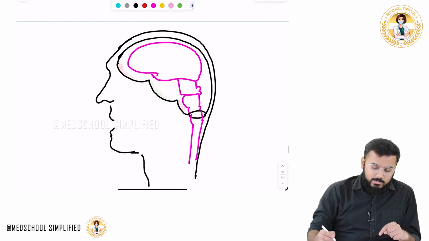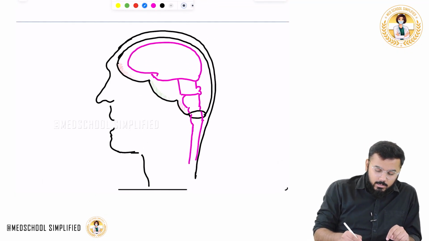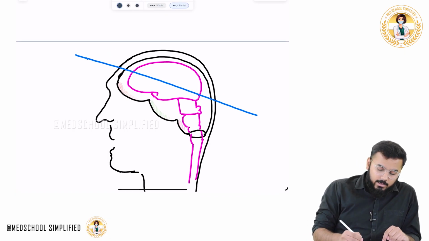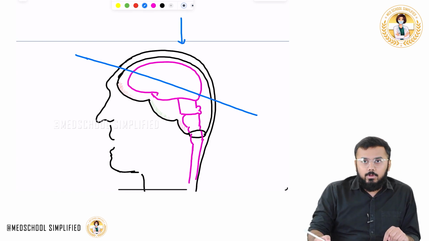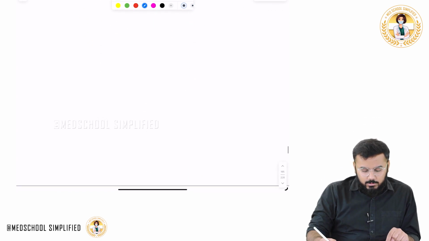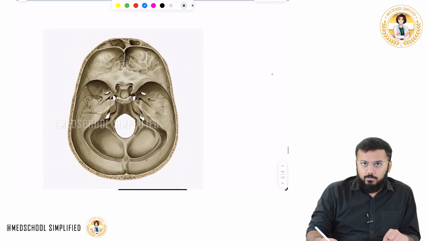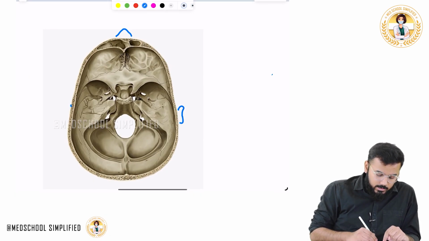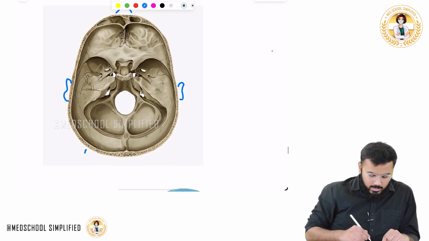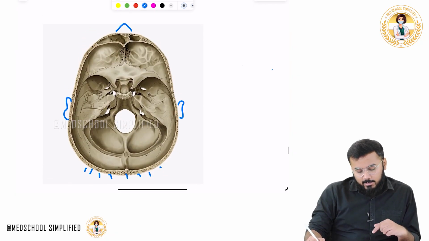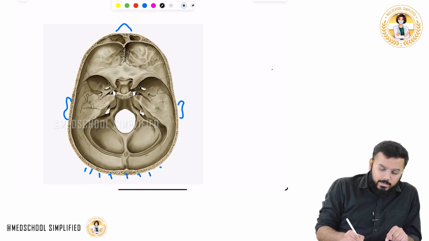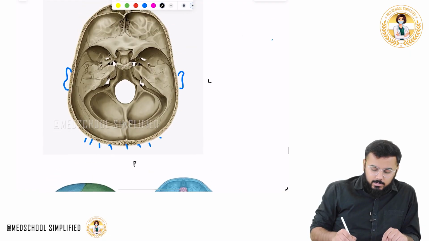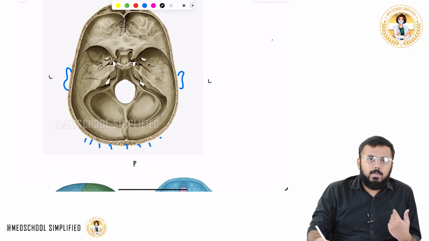Now, for example, let us say that you are making a section like this, and you are directly visualizing from the top. This is how the three cranial fossas look from the top. This is the nose, these are the ears, and let us say this is the hair present on the back. This is your anterior side, this one is your posterior side, and these two are the right lateral side and the left lateral side.